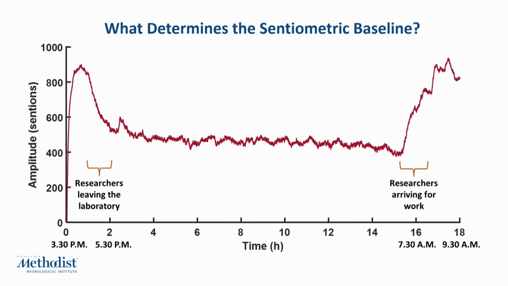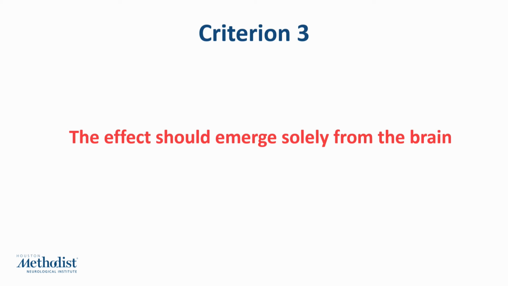So the baseline is dependent on probably the consciousnesses of everybody working in the lab and in surrounding labs. So we are recording something long distance. And I don't know, maybe it is non-local, at least at this level, which quantum effects are, and it goes to infinity. But I've heard other calculations that say it's a kilometer or something. James has the calculation. Okay, so the effect should emerge solely from the brain, okay?